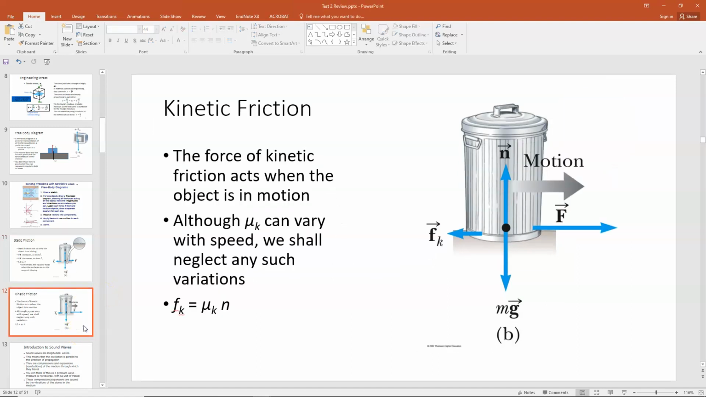Okay, kinetic friction. The force of kinetic friction acts when an object is in motion. Basically, I should say slipping over another surface here, okay? Now, mu k, the kinetic coefficient of friction, can vary with speed, but we're going to neglect those variations and just assume that it depends on what the surfaces are that are in contact with one another. And remember that the magnitude of your friction force, F sub k, is equal to the kinetic coefficient of friction times your normal force magnitude.